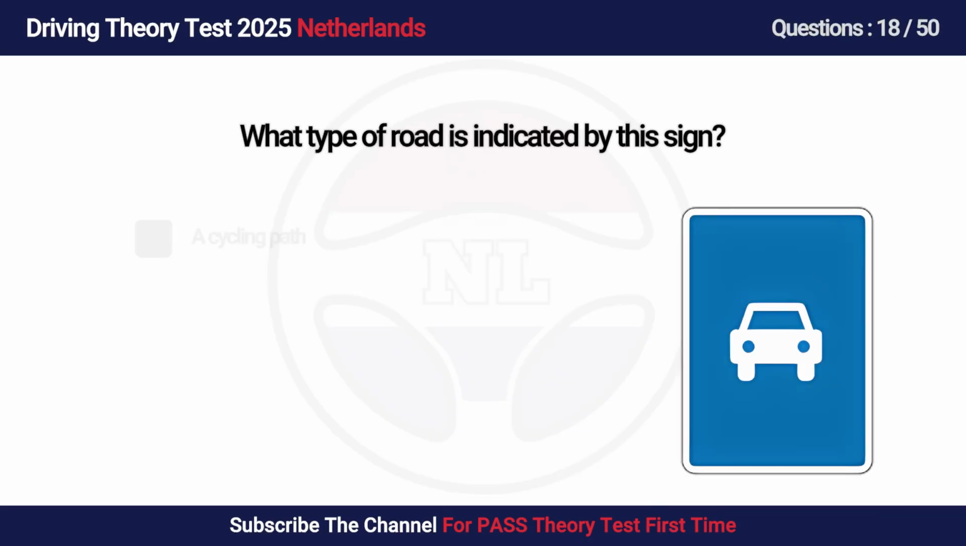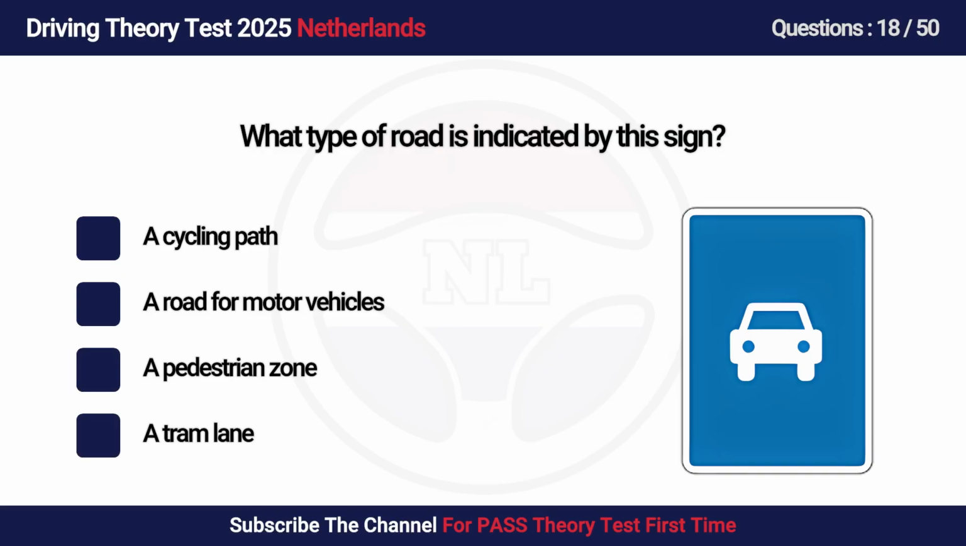Question 18. What type of road is indicated by this sign? A. A cycling path. B. A road for motor vehicles. C. A pedestrian zone. D. A tram lane.